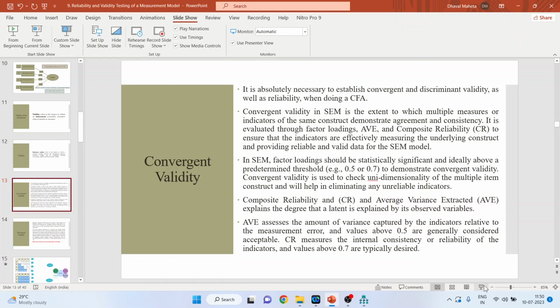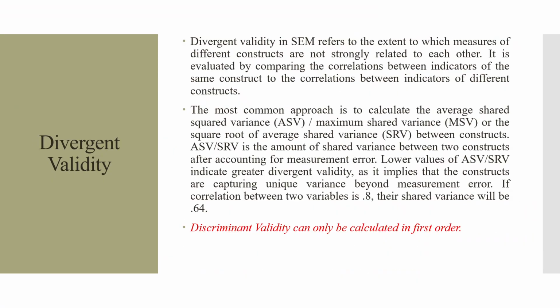The next is discriminant validity. Divergent validity in SEM refers to the extent to which measures of different constructs are not strongly related to each other. It is evaluated by comparing the correlations between the indicators of the same construct to the correlation between indicators of different constructs. The most common approach is to calculate the average shared variance and maximum shared variance, or the square root of the average shared variance between the constructs.